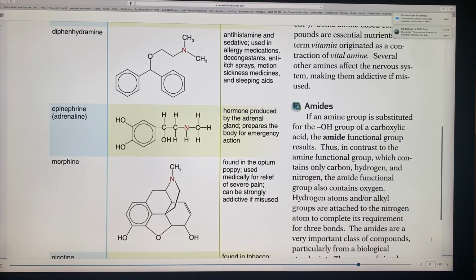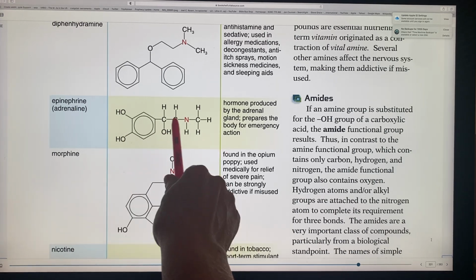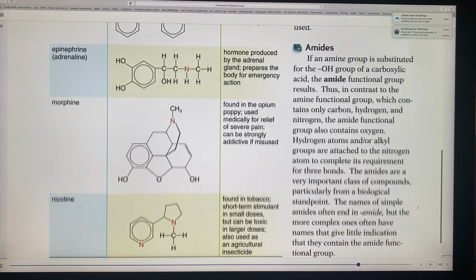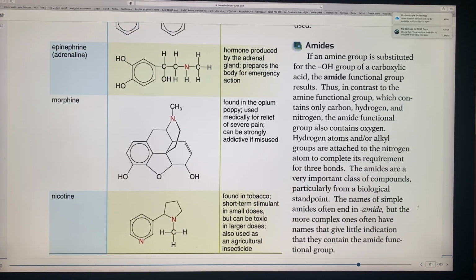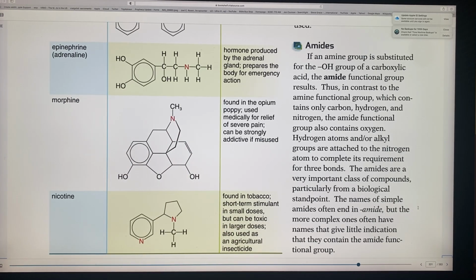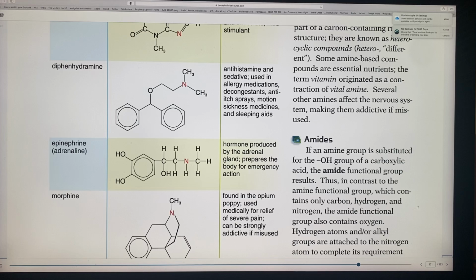Here's another amine, adrenaline. Epinephrine is an amine. It's a hormone produced by the adrenal gland that prepares the body for emergency action. Another amine is morphine, found in the opium poppy, used medically for relief of severe pain. It can be addictive. Nicotine here has two nitrogens, found in tobacco. It's a short-term stimulant in small doses, but can be toxic in larger doses. So these are amines.